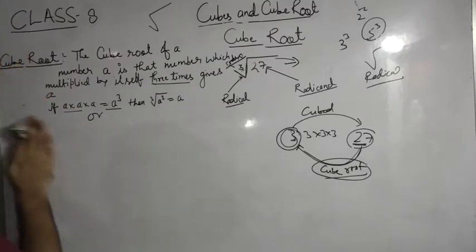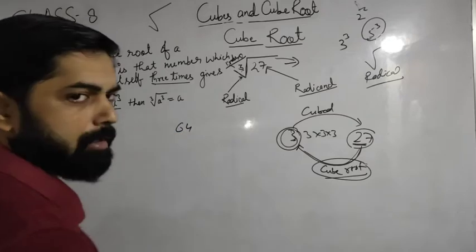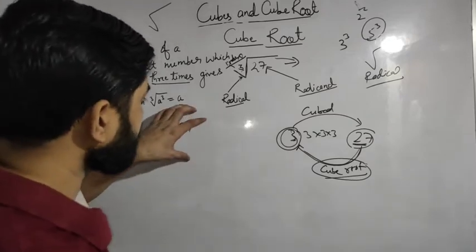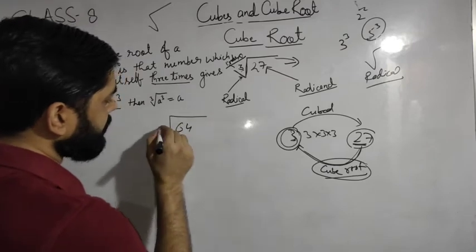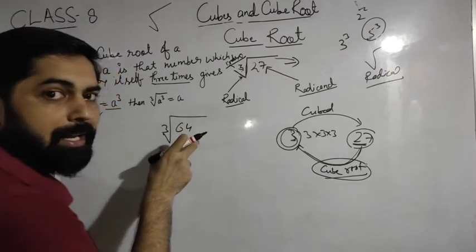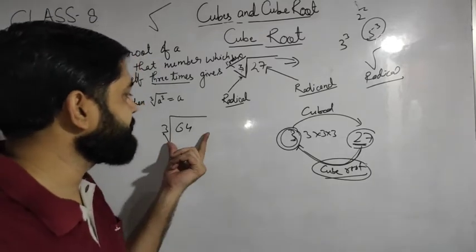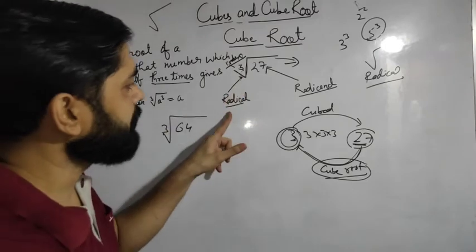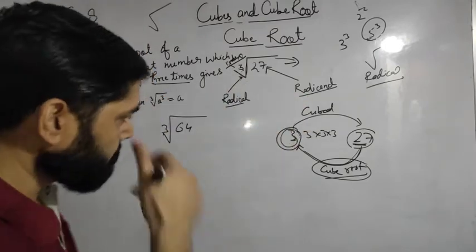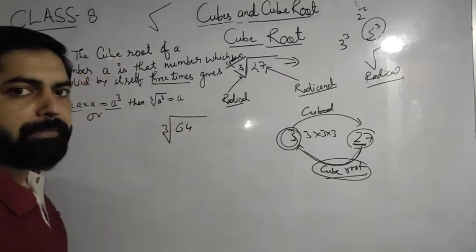Now we take another example of cube root. 64. What is the cube root of 64? How can we write it? We write 64 inside the symbol of the cube root. This is the symbol of the cube root, this is a radical and this is a radicand. Then 64. And how can we find the cube root of 64?